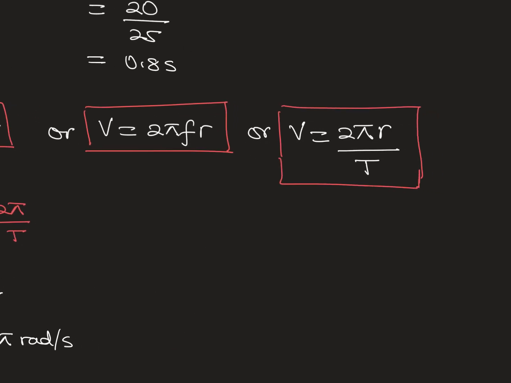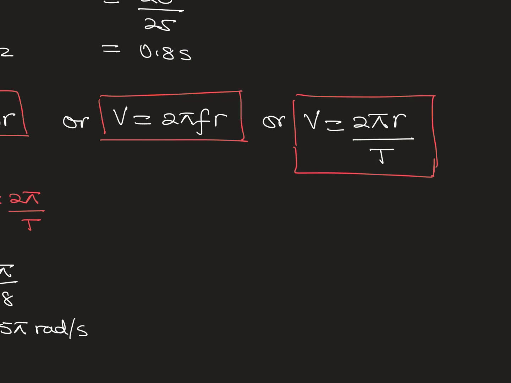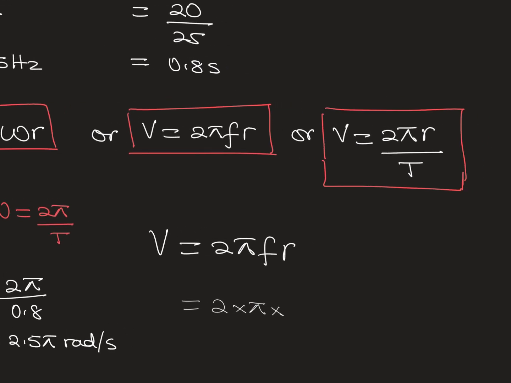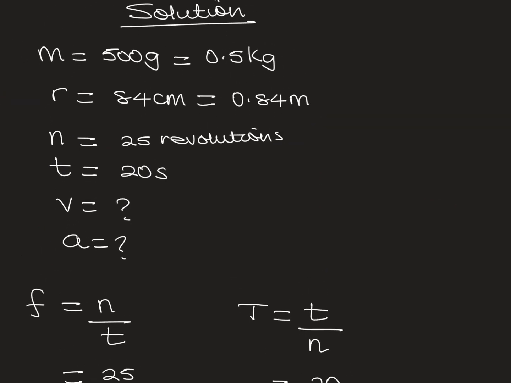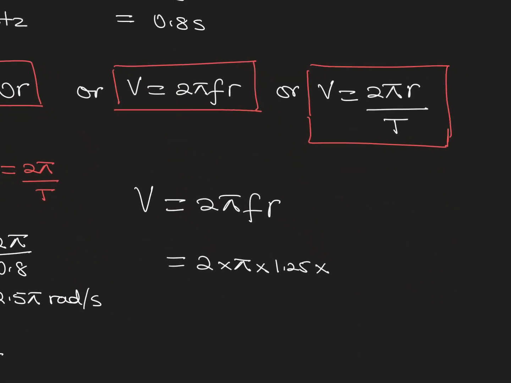What if we want to use v equals 2 pi f r? That's straightforward. That will be 2 times pi times the frequency, which we have as 1.25, times the radius, which is 0.84.